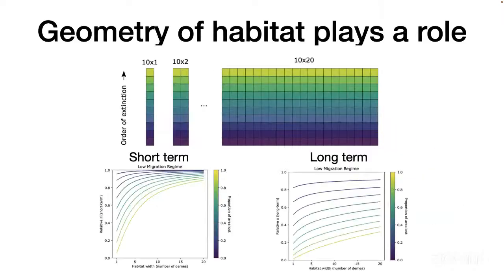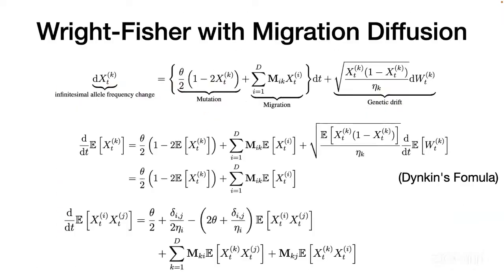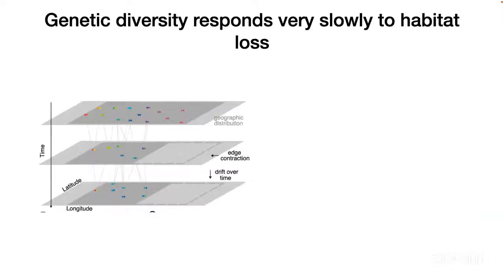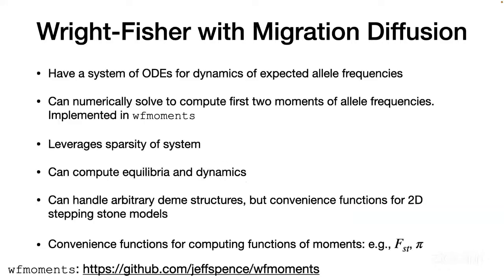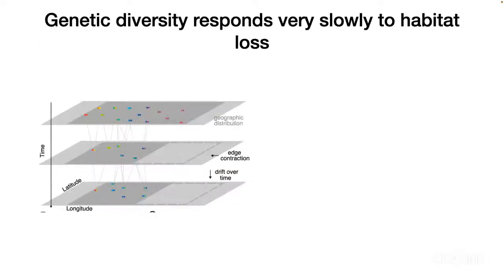So we have this system of ordinary differential equations. You can numerically solve this, which we have implemented in this package called WF moments, if you want to look into this. This system ends up being sparse, so there are some tricks you can do to make this faster. And the upshot of all this is that a bunch of things that we care about, including genetic diversity and things like FST, are just functions of the first two moments of the frequencies. So we can use this machinery to compute the dynamics and equilibria of these frequencies.